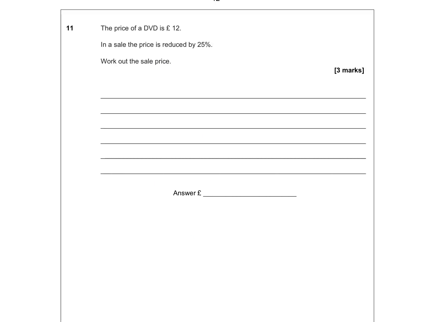All right, question 11. I'm going to try to do this the calculator way since it is a calculator paper. The price of a DVD is £12. In the sale, the price is reduced by 25%. Work out the sale price. Well, if it's been reduced by 25%, it used to be 100%, and then they took off 25%, and now it is 75%. So what I'm really trying to find is 75% of 12.